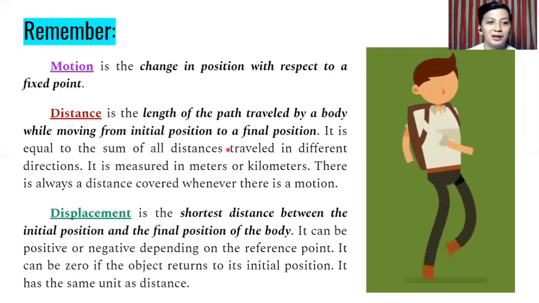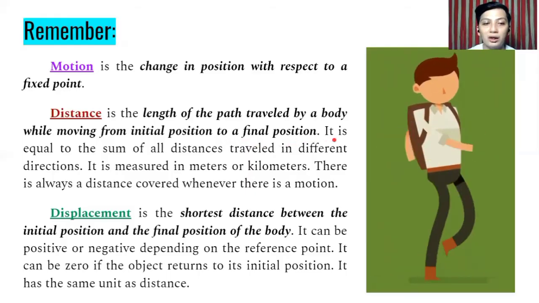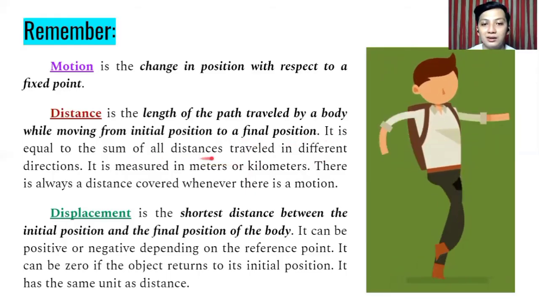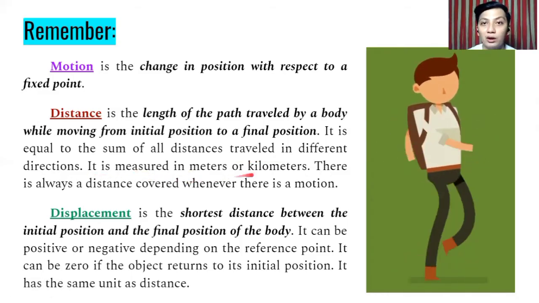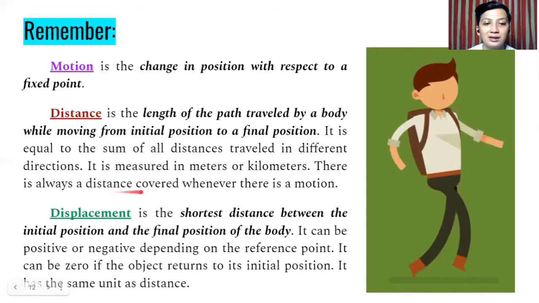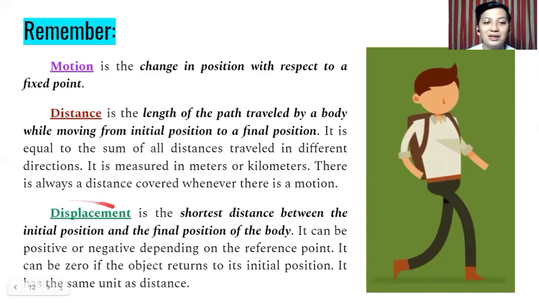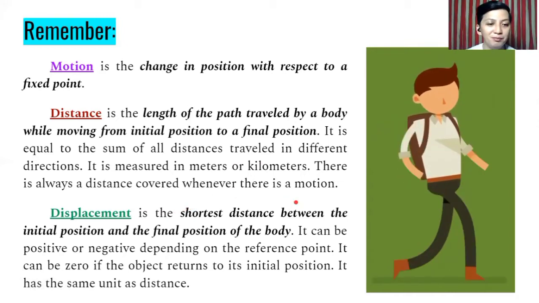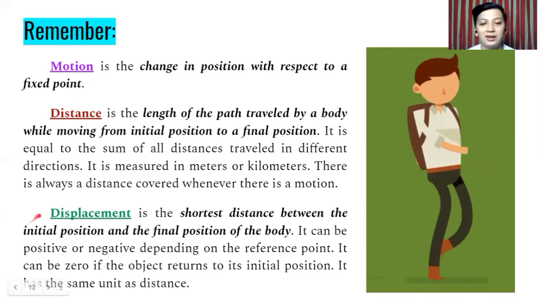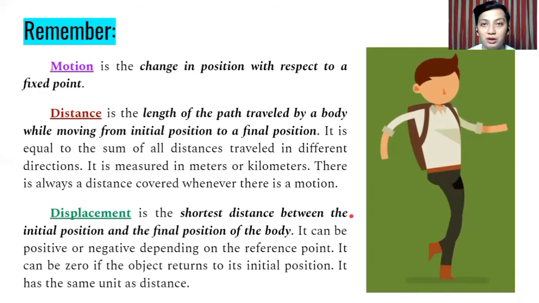Then distance is the length of the path traveled by a body while moving from initial position to a final position. It is equal to the sum of all distances traveled in different directions. It is measured in meters or kilometers. There is always a distance covered whenever there is a motion. Remember that. Always a distance covered whenever there is a motion. Laging may distansya. Next, displacement is the shortest distance between the initial position and the final position of the body.